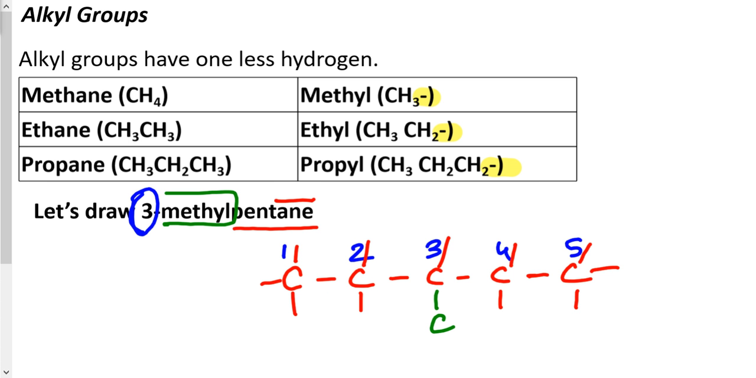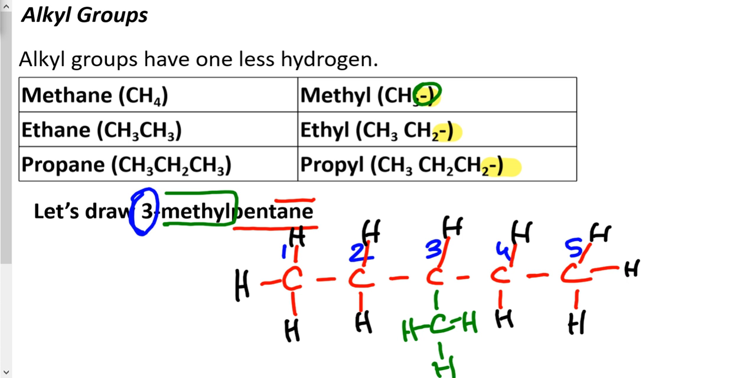Now for the green carbon, I have 1 bond already, and it's right here. So I'm missing 3 more bonds. So I should be drawing those 3 bonds. And then all I'm missing is hydrogens. So I have to draw hydrogens for all the carbons.